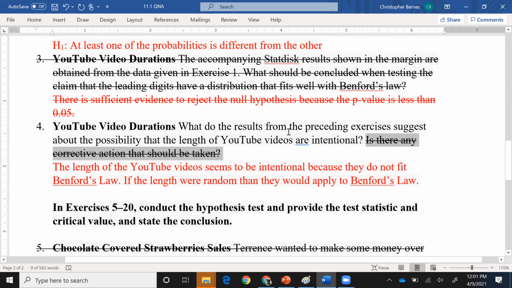So to answer the question, what do the results from the preceding exercises suggest about the length of the YouTube videos being intentional? The answer is this. The length of the YouTube videos seem to be intentional because they do not fit Benford's law. If the length were random, they would apply to Benford's law. But since they're not applying to Benford's law, that means that they're not random.